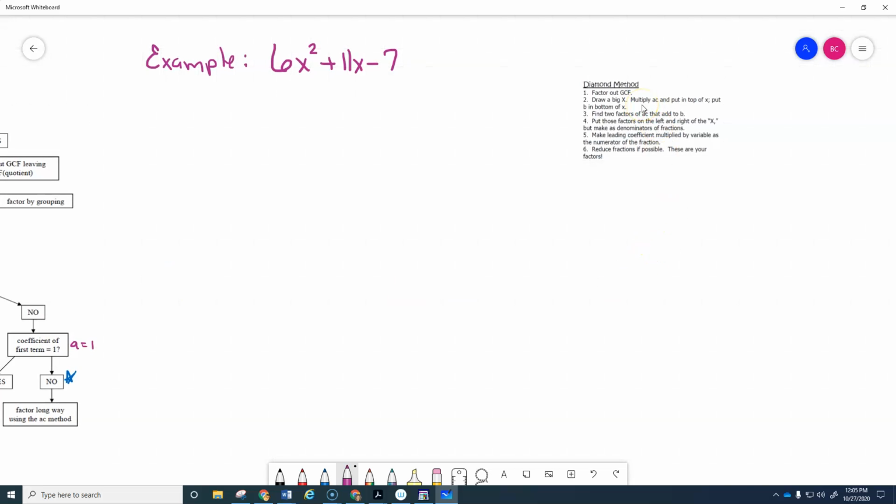Okay, diamond method is one of them. So it says we're going to start by drawing a big X. Multiply A times C and put it at the top. So negative 42. Put B at the bottom. Okay, so negative 42 at the top, B at the bottom. Now it says that they want me to use my factors of 42 that sum to be 11.